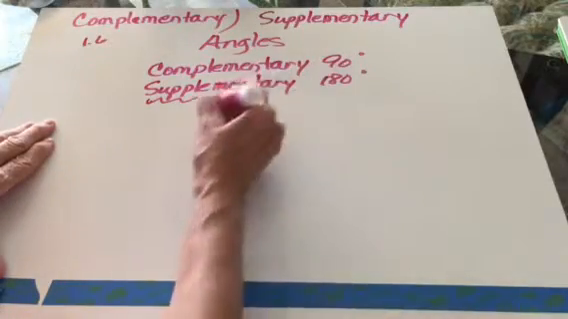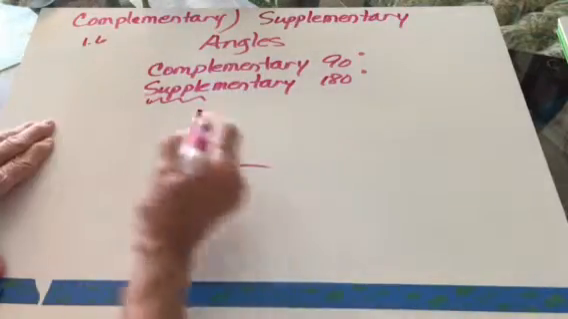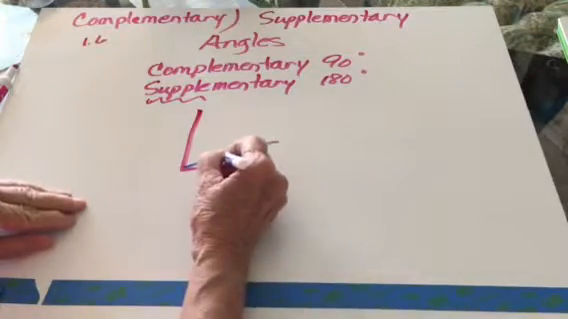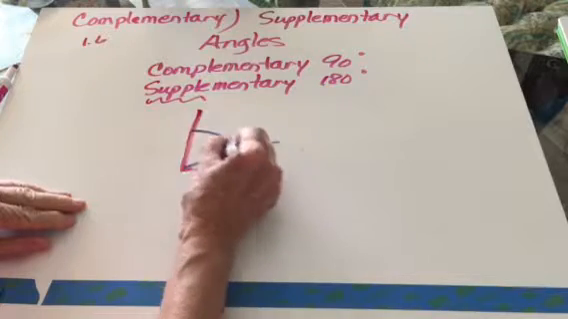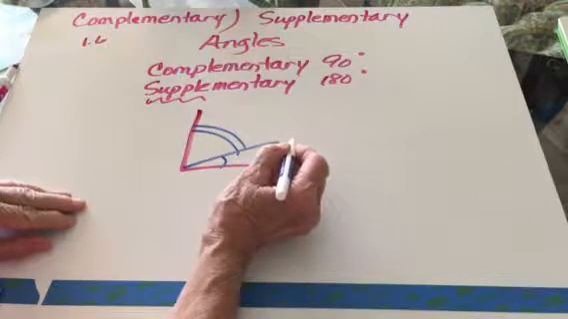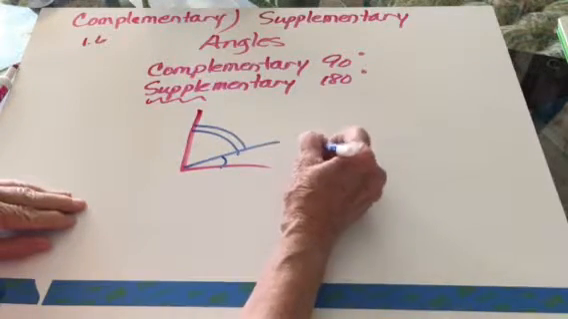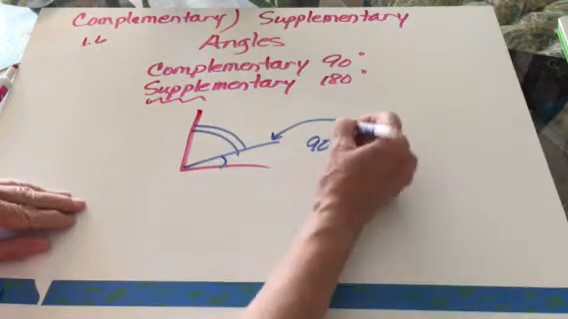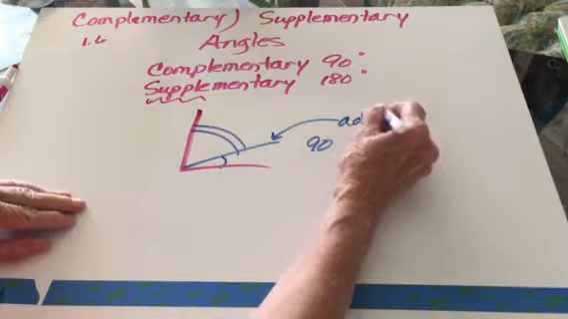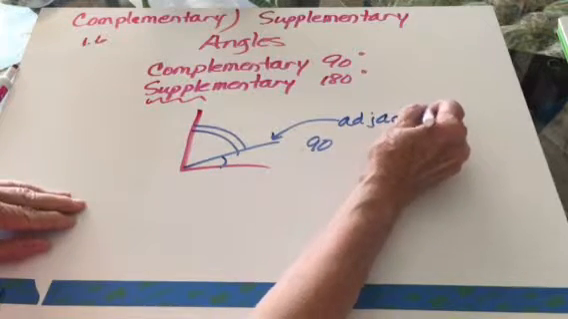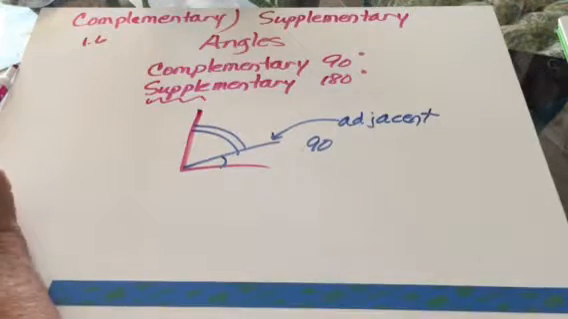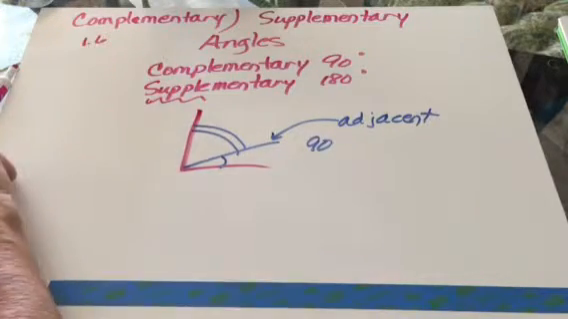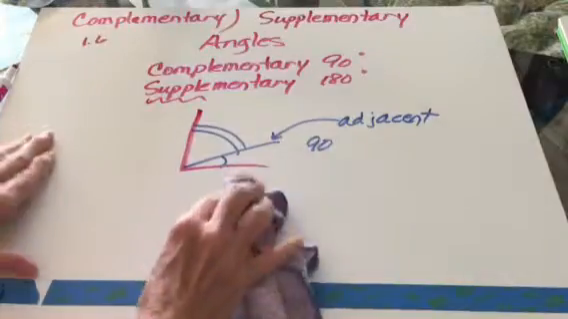Complementary equals 90, so I'm just going to make a big old L. And I'll say that this angle here plus this angle here equals 90 degrees. What is that line called? An adjacent line. You got to know the word adjacent. All right, complementary 90, supplementary, it's a big supply, it's 180.